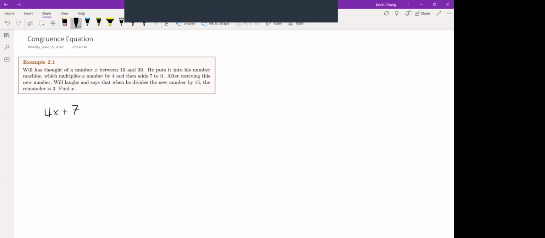And he says when he divides this new number by 15, the remainder is 3. So in terms of the language of modular arithmetic, we can write this as 4X plus 7 congruent to 3 mod 15, because when we divide this by 15, the remainder is 3.